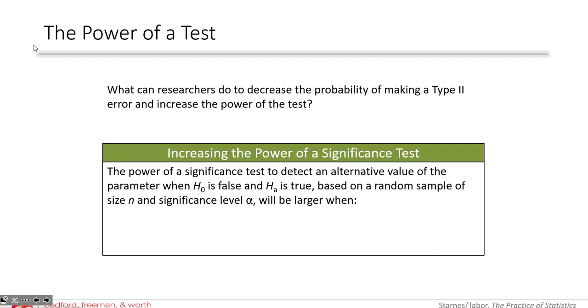All right, so obviously power is a good thing. We want, if HA is true, we want to reject HO, right? We want to make the right decision. So let's talk about how we can increase the power of the test, that probability, therefore decreasing the probability of making a type 2 error. So there's a couple ways we can do this. And in order to explain these things, I want to draw you a little picture, and I want you to think about this picture.